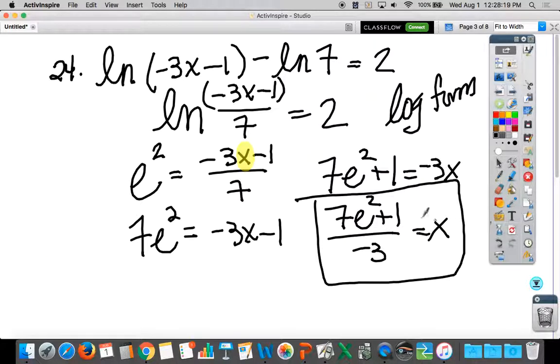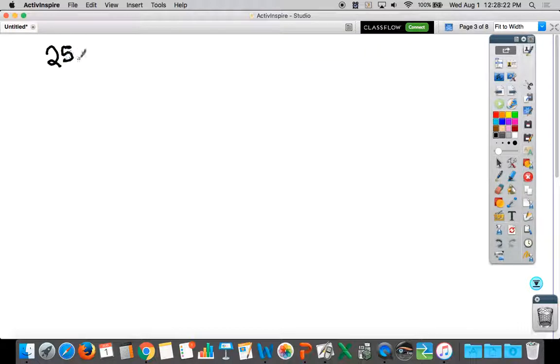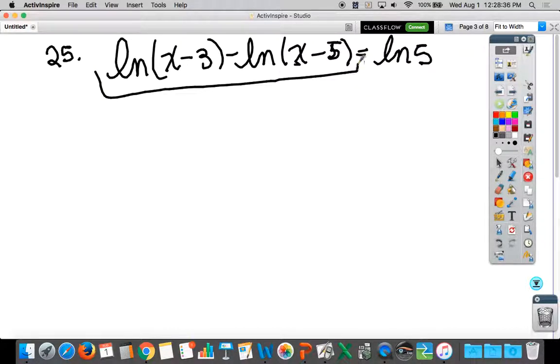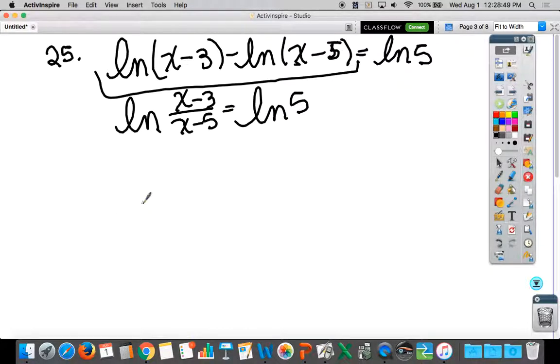All right, let's go over the last one, which is number 25. Natural log of x minus 3 minus natural log of x minus 5 equals natural log of 5. All right, I see more than one log here that I need to rewrite as a single. How will I rewrite this one? X minus 3 over x minus 5. This is quotient property. Now, thank goodness, I have two logs, a log here and a log here, so I get to drop them.